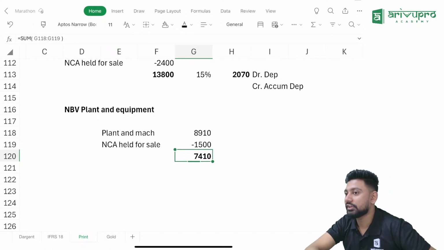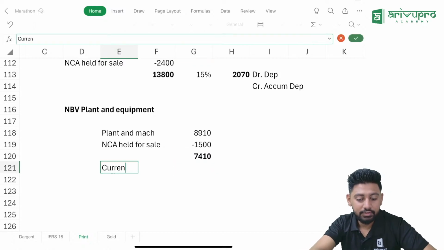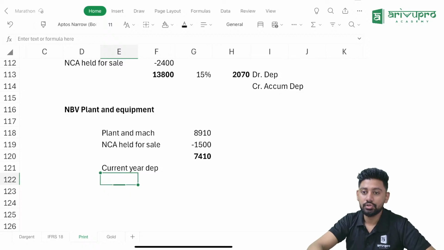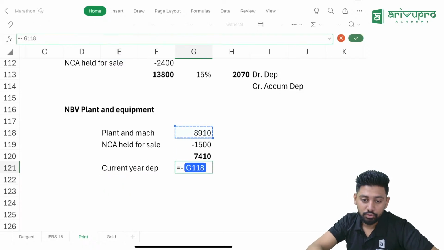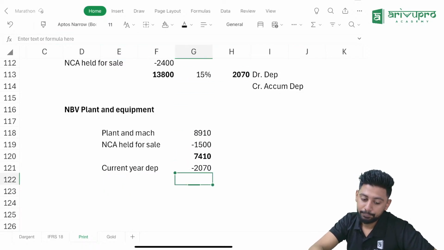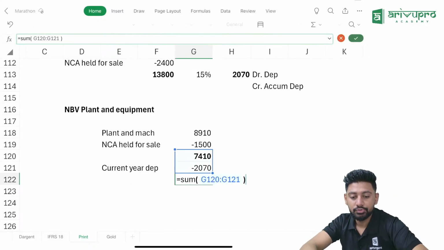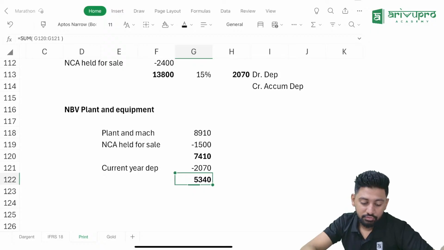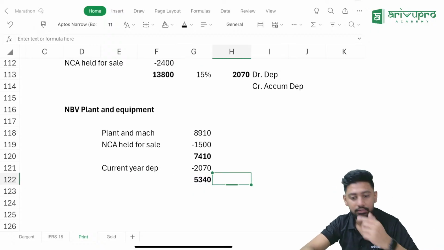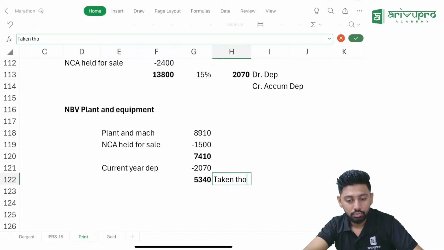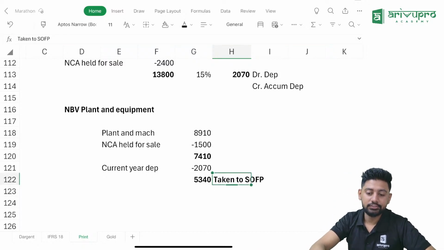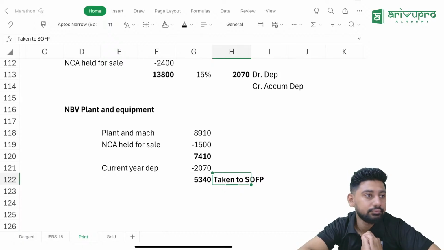Done. Therefore, I have a net of 7,410. From this 7,410, I have current year depreciation. My current year depreciation would be 2,070. Therefore, my net book value of plant and machinery would be 5,340. Done, and taken to the statement of financial position. Done and that's it. Are we clear? Understood?